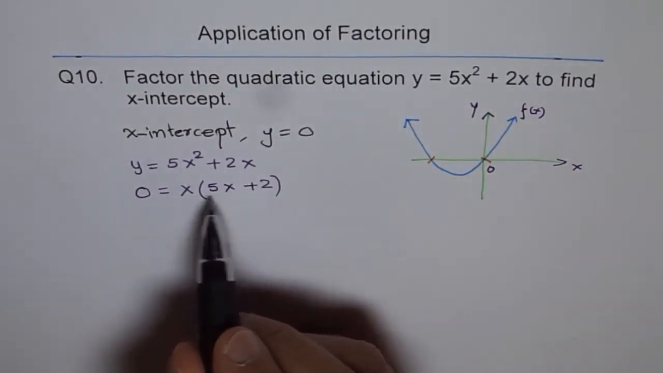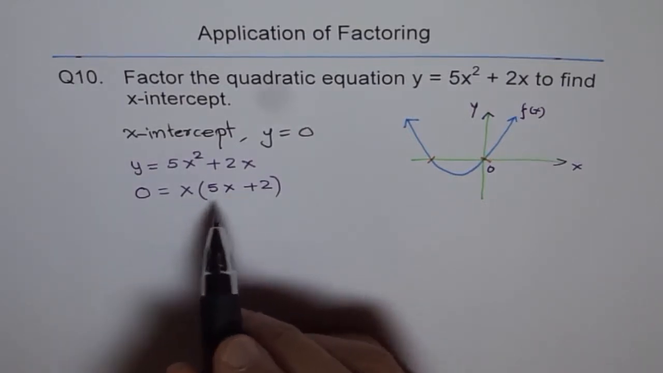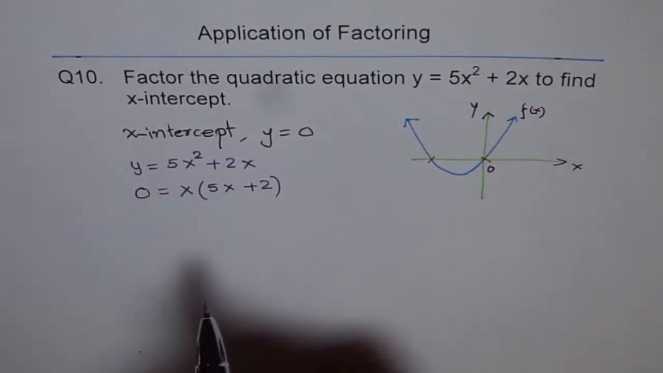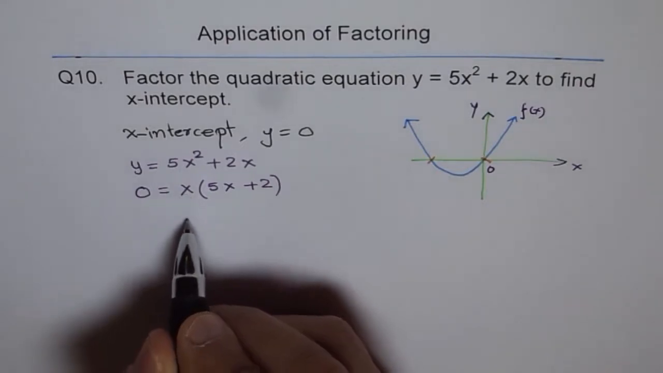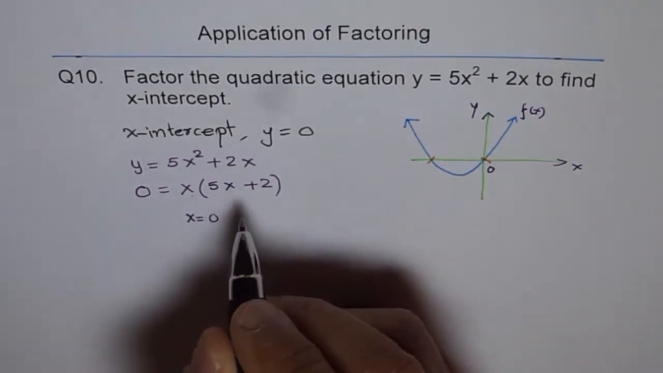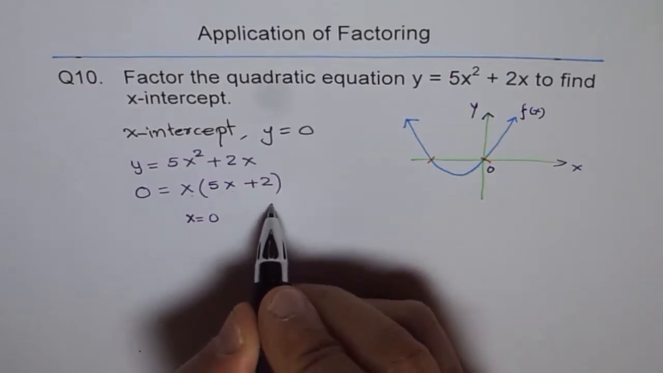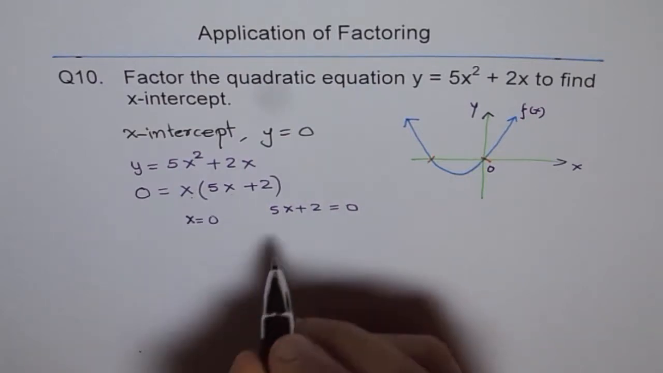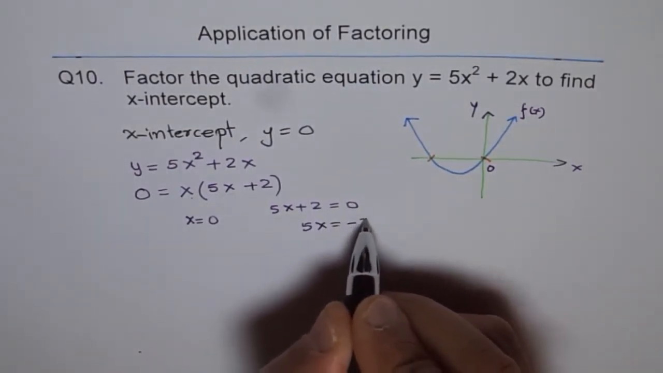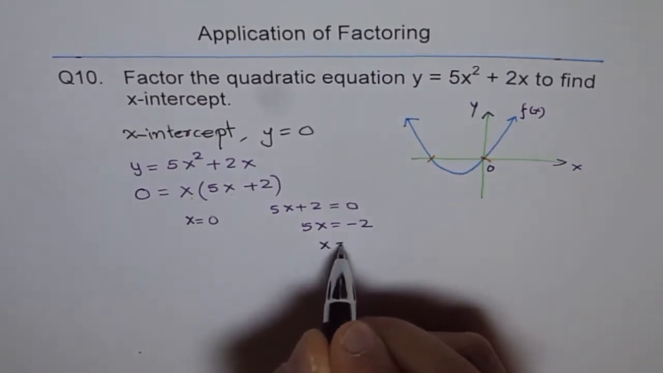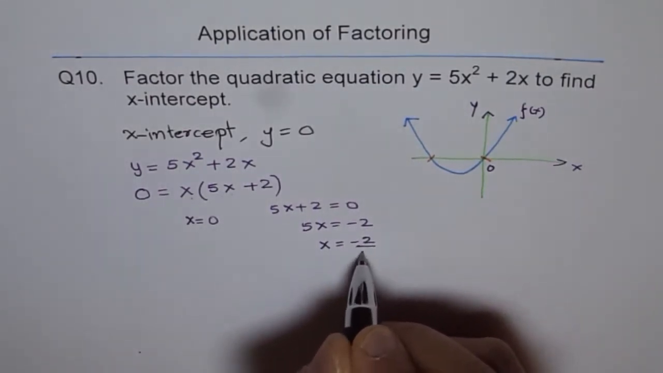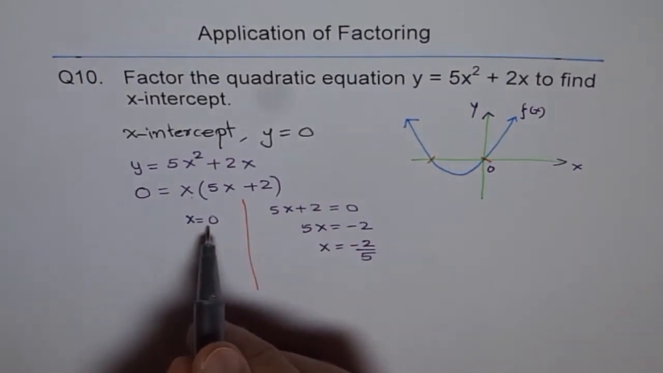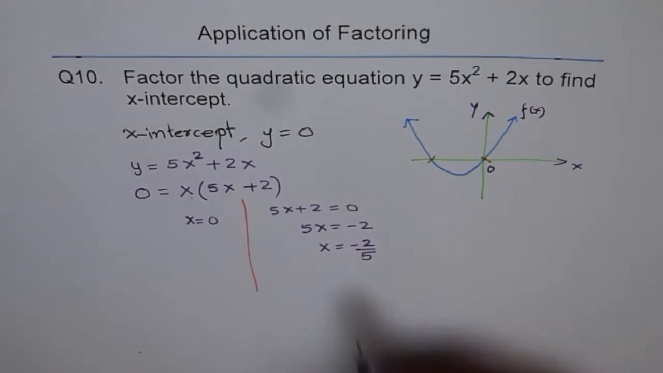Now, the product of two numbers will be 0 if one of them is 0 or both are 0, right? So let's find all the possible x-intercepts. The possibility is when x equals 0, that's one. This factor is 0. And the other one is when 5x plus 2 is 0. So let's equate 5x plus 2 equal to 0 and solve for x. We get 5x equals minus 2, and if we divide both sides by 5, we get x equals minus 2 over 5, right? So that gives us two x-intercepts, right? One is x equals 0 and the other one is at minus 2 over 5.